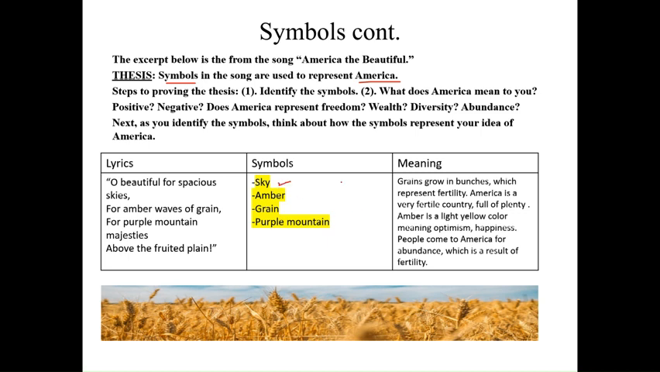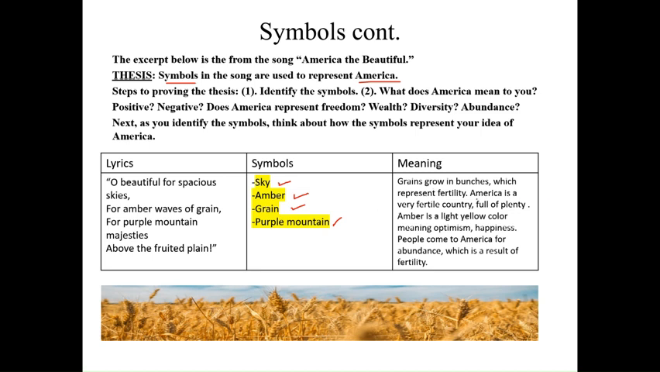A sky can be a symbol. A sky could represent something more than itself, right? It could represent freedom. The color amber could represent America, freedom, because it's usually a light yellow color, which could represent optimism. Grain could be a symbol for America and freedom. Why? Grain grows in bunches. Anything that grows in bunches, like grapes or watermelon seeds, or anything that is in multitudes, always represents fertility. And a purple mountain could be a symbol. A mountain could represent success.